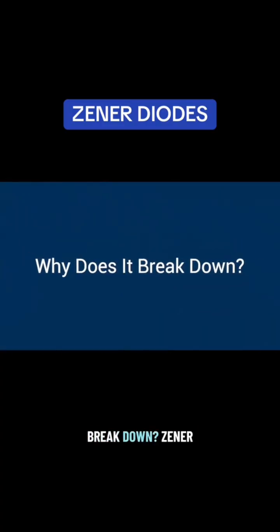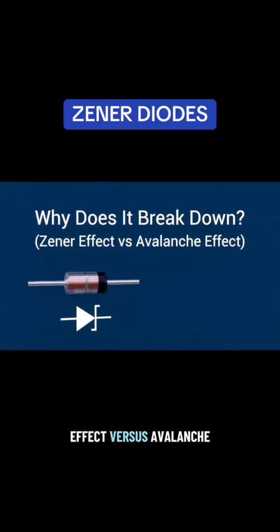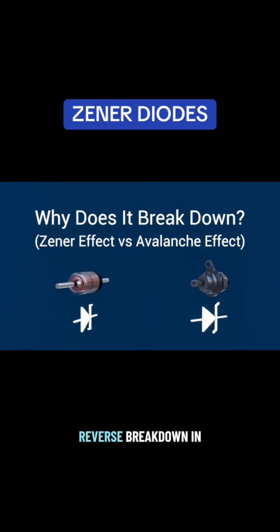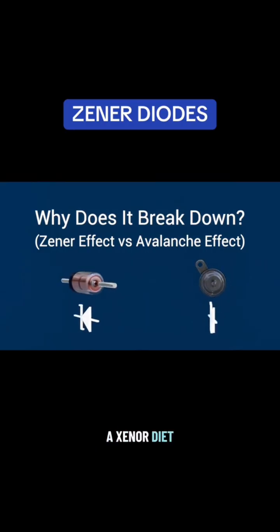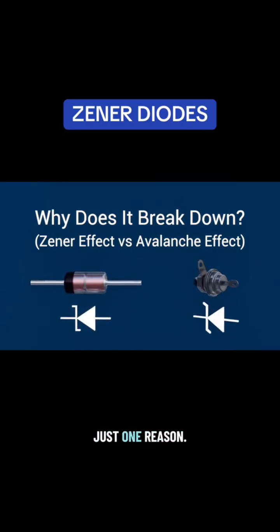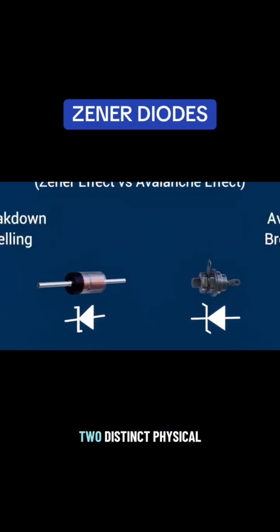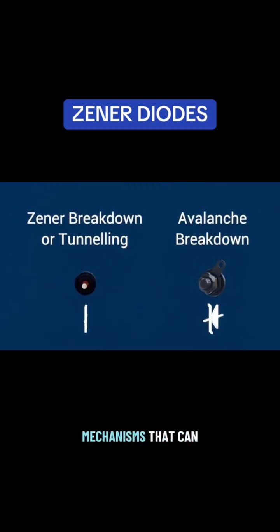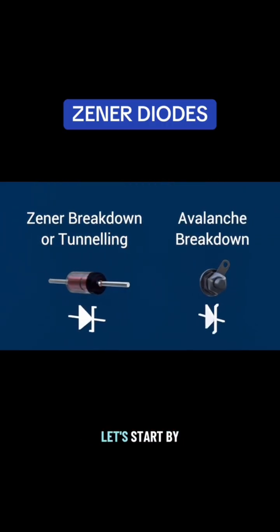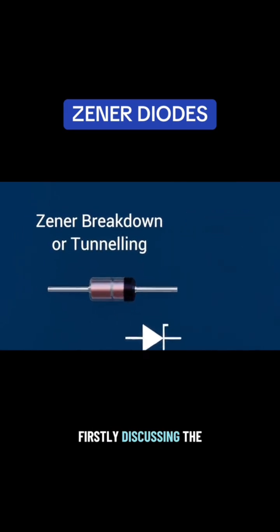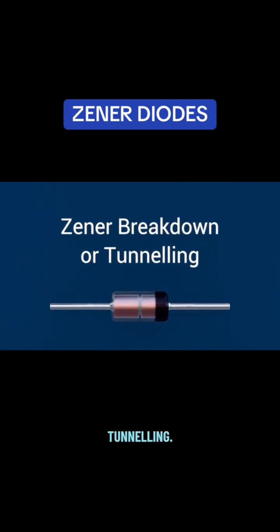Why does it break down? Zener effect versus avalanche effect. Reverse breakdown in a Zener diode doesn't happen for just one reason. There are actually two distinct physical mechanisms that can be responsible. Let's start by firstly discussing the Zener breakdown, or tunneling.